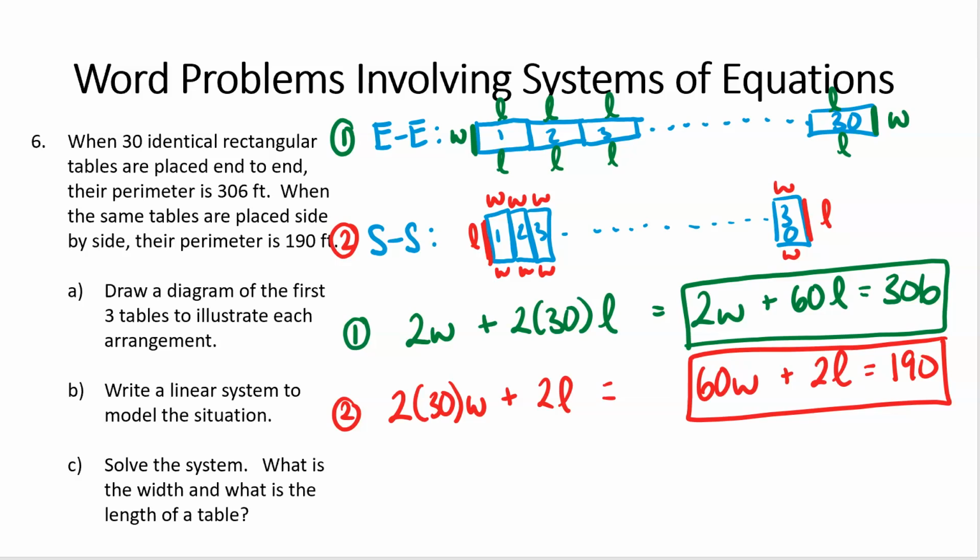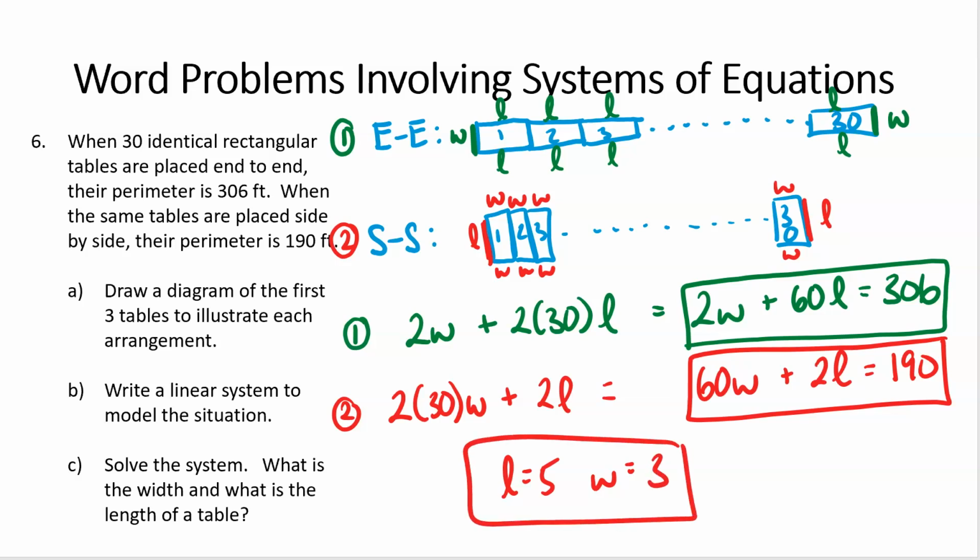For solving that, I'll leave that with you. My preferred method in this case would be elimination, and what I'd probably do is multiply that first equation by a negative 30 to cancel out the W's, or eliminate the W's as my first move. What you should end up with, if you're curious, is the length equaling 5 and the width equaling 3 as your solution.